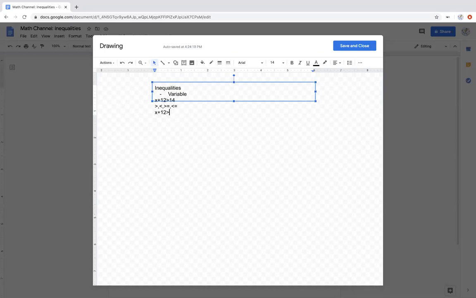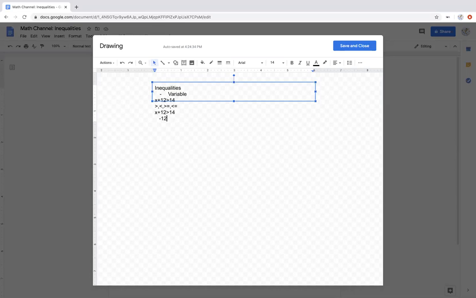Oops, sorry, not equals, 14. Now, how do you solve this? In my equations video, I mentioned how you would leave the variable on one side and move everything else to the other. Well, you would do the same thing in an inequality. So how do you do that?